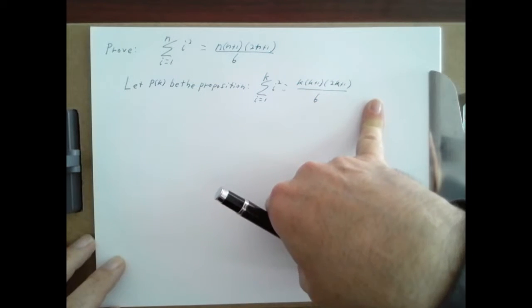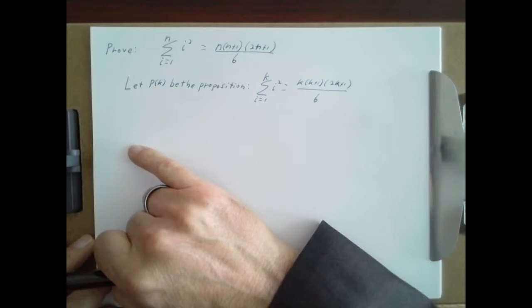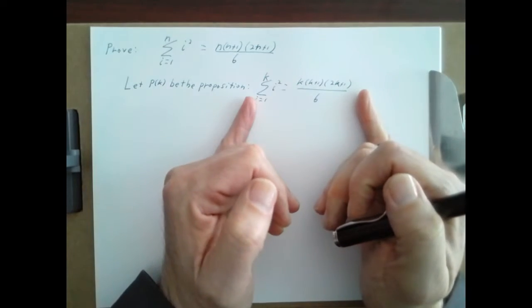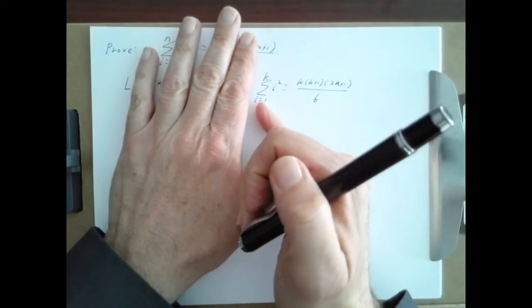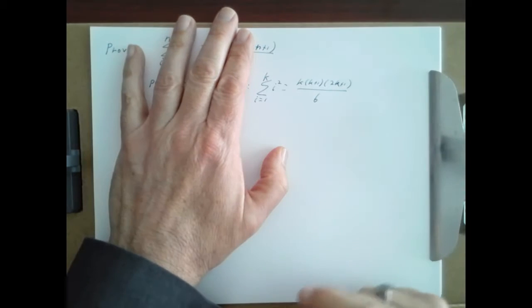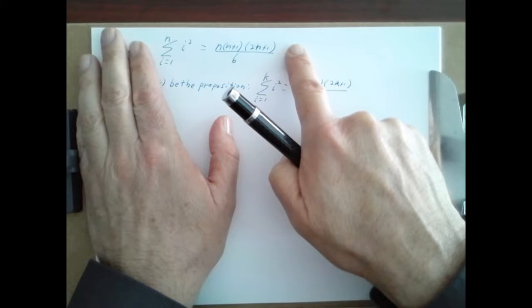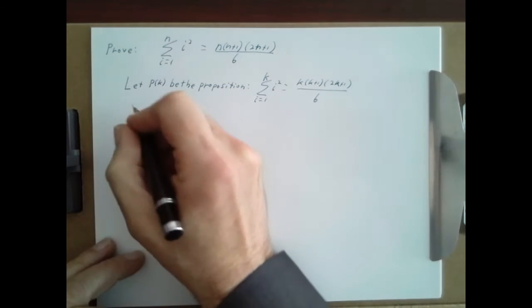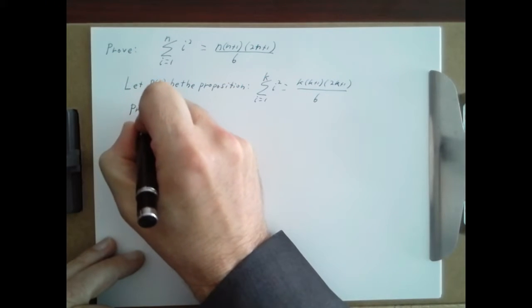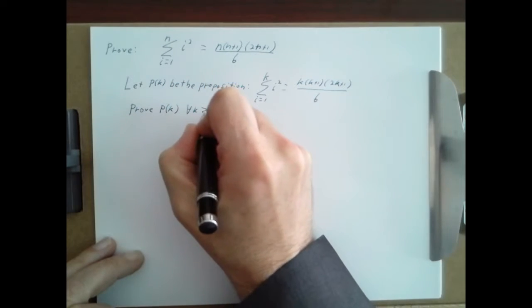Probably not, though. No. Because P of k is a statement that this is true for k, right? Saying this for all k bigger than or equal to 1, that's a proposition that has nothing to do with a particular value of k. That's what we want to prove. We want to prove that this is true for all n bigger than or equal to 1. In other words, we want to prove P of k for all k bigger than or equal to 1.